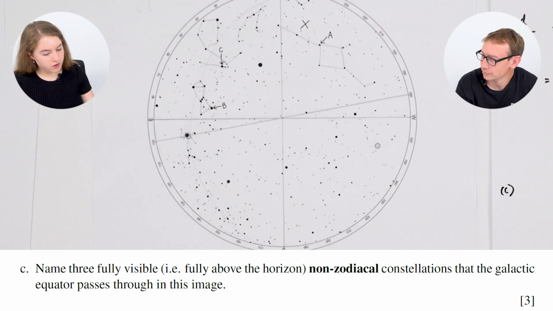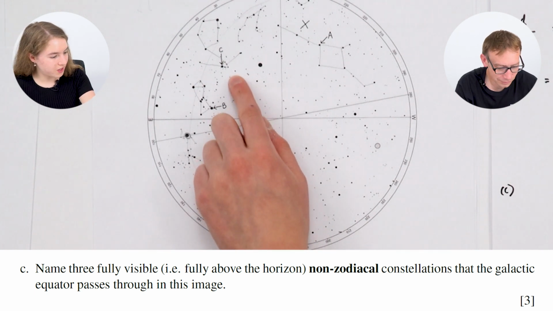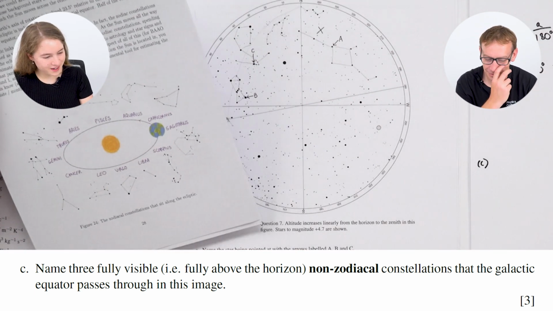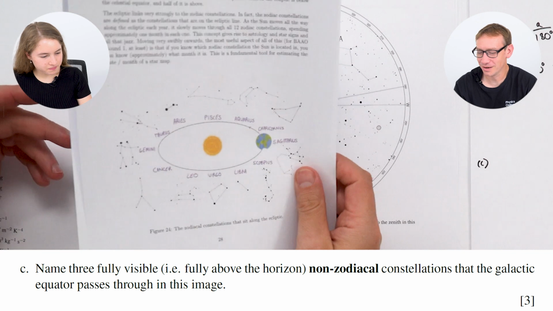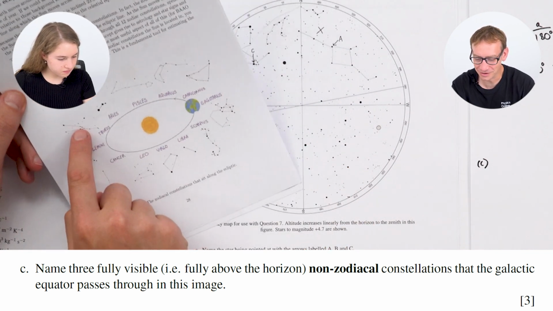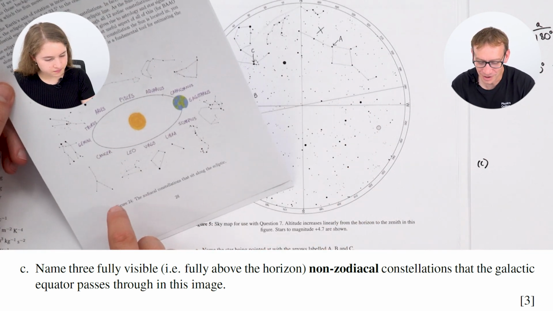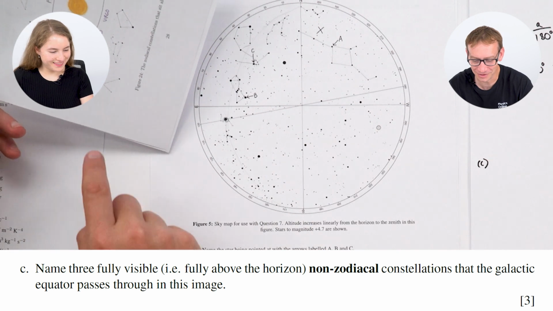The keyword here is non-zodiacal. Taurus is a zodiac constellation. These are the zodiac constellations. I've got this from the guide, and you can see that this is Taurus up here, with obviously different angles and everything. Sorry, yeah, it's a different angle.